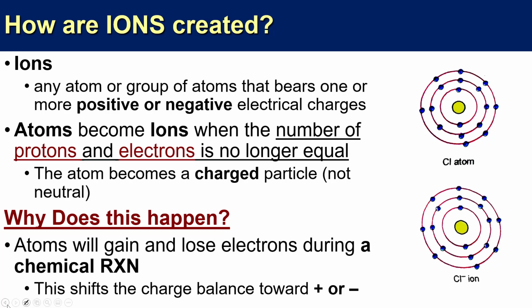Remember, coming off the assembly line at the atom factory, all of your atoms are going to have the same number of protons and electrons. But something happens to foul up that beautiful balance. Those atoms will engage in a chemical reaction, and that is what causes them to gain or lose electrons. That shifts the atom's neutral charge towards either a positive or a more negative charge, thus creating the ion.